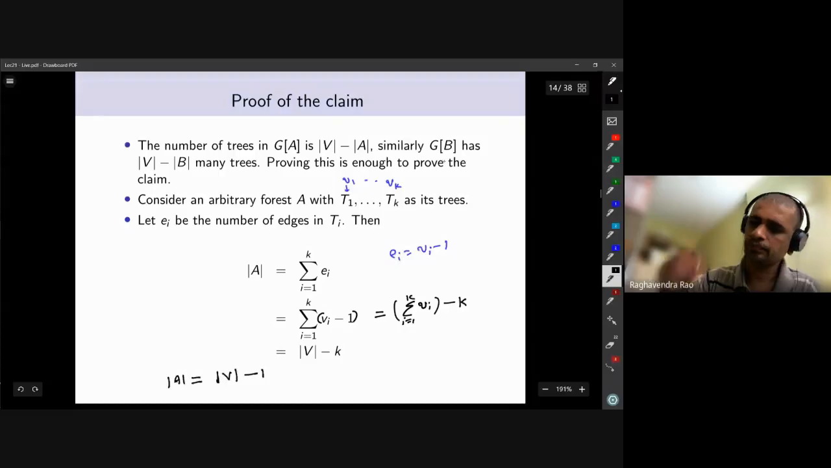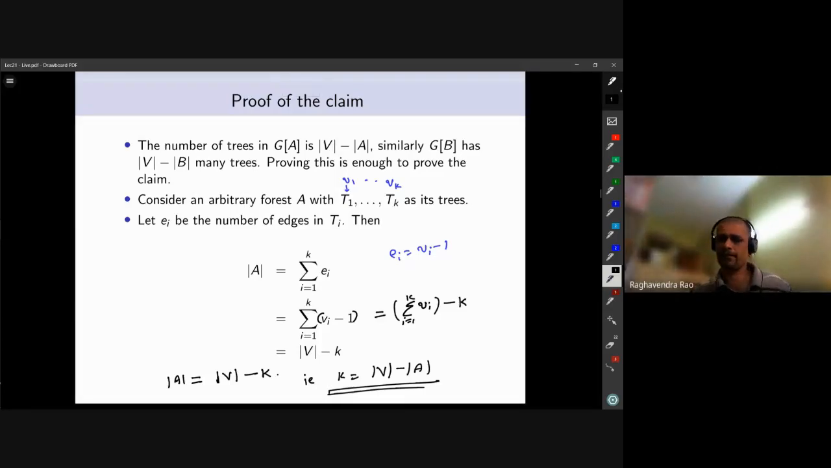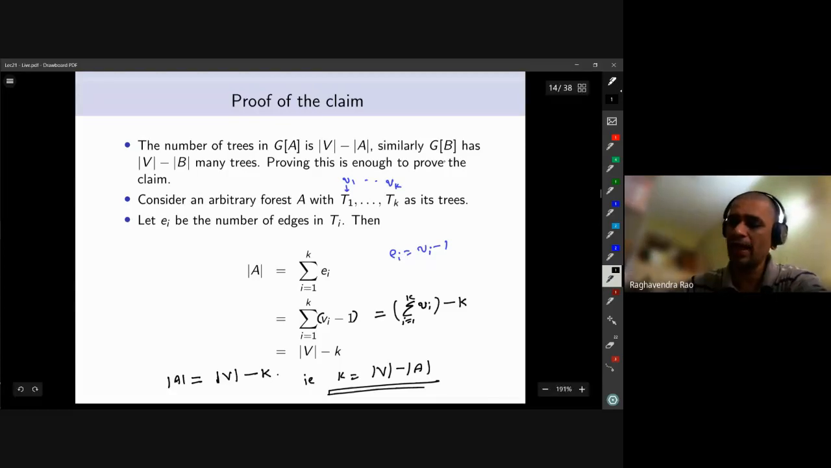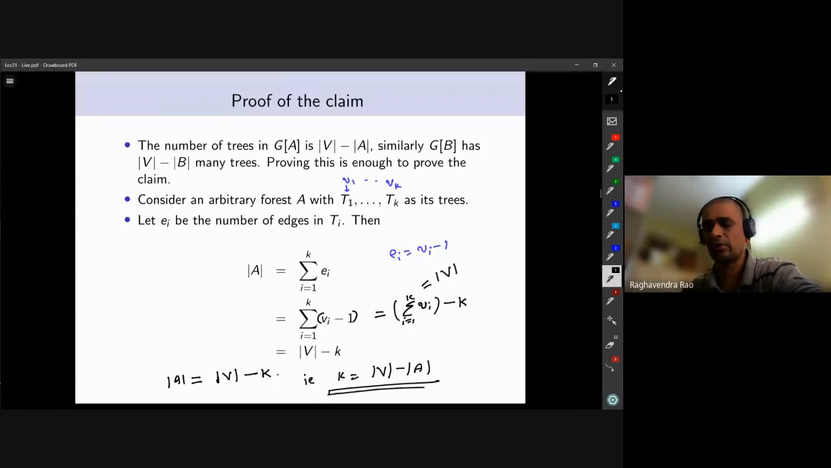So what we have proved is that the cardinality of A, that is the number of edges in A, is equal to the total number of vertices minus the number of trees. That is, k is equal to the cardinality of V minus the cardinality of A. Here the only trick is that I'm assuming the sum of Vi for i equal to 1 to k is V, that is the number of vertices. That is the reason why I need to count also the isolated vertices.